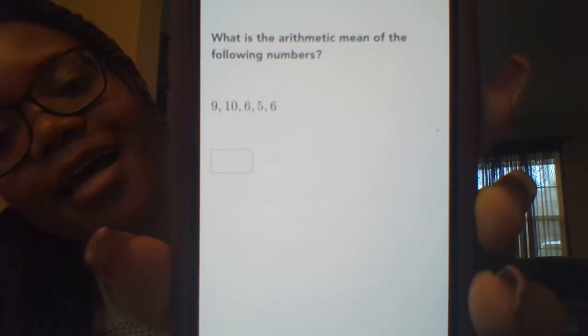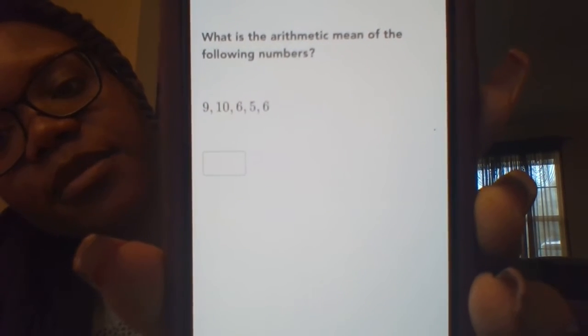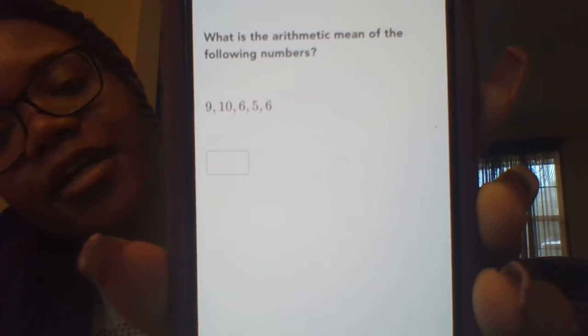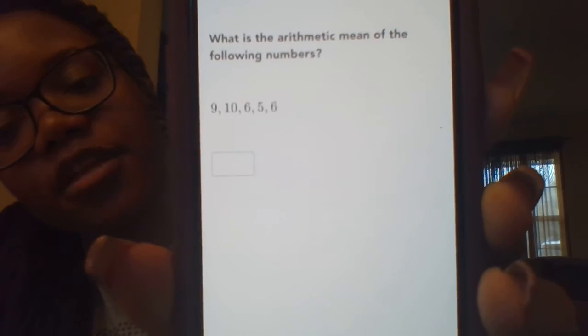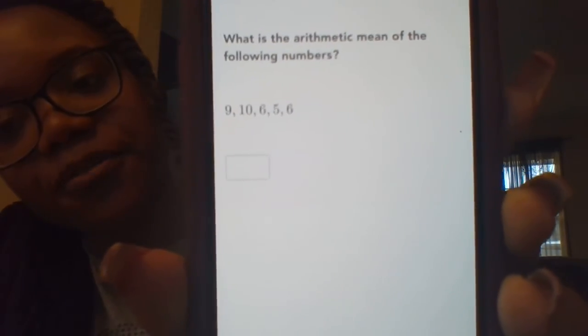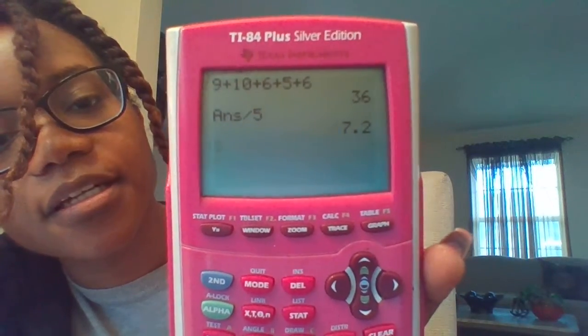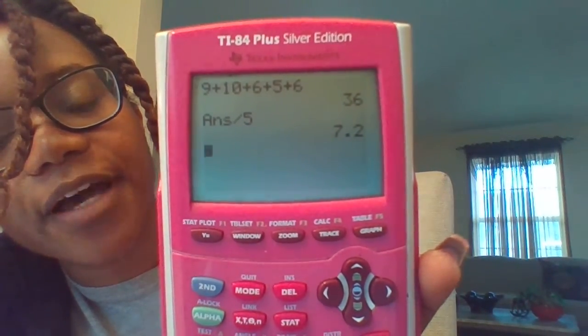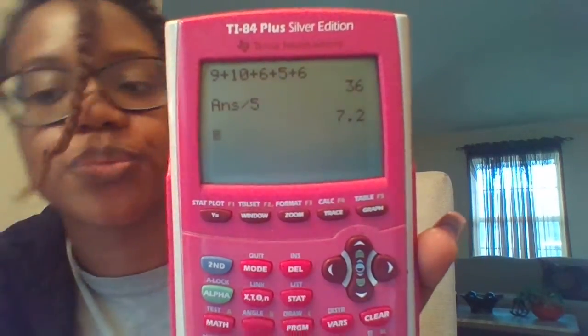The next problem asks us to calculate the arithmetic mean. Again, that just means that we're adding all the numbers together and dividing by how many numbers there are, which is 5. So let me go ahead and do that, and then I'll share my answer. The sum of the given numbers was 36. Then I divided by 5 because there are 5 numbers. So the mean for that data set would be 7.2.